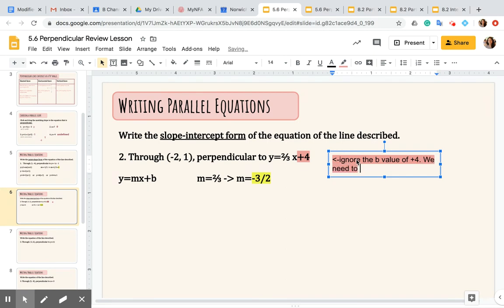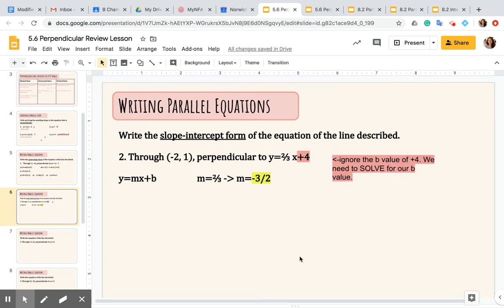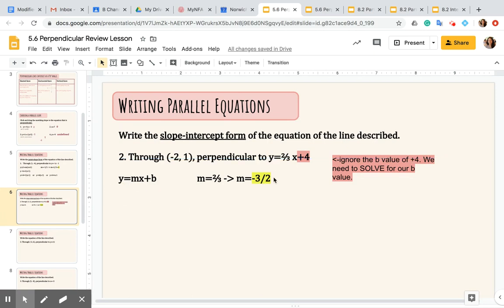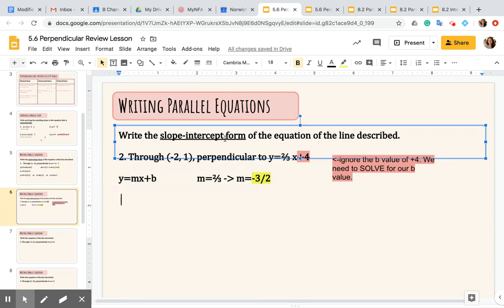We need to solve for our b value for our answer. So if you recall from last time when we were doing this, what we do is we substitute the y1 for the y value, the x1 for the x value, and this m value for our slope. And then we solve for the b value. Once we have that, we write our equation. So that's what I'm going to do.